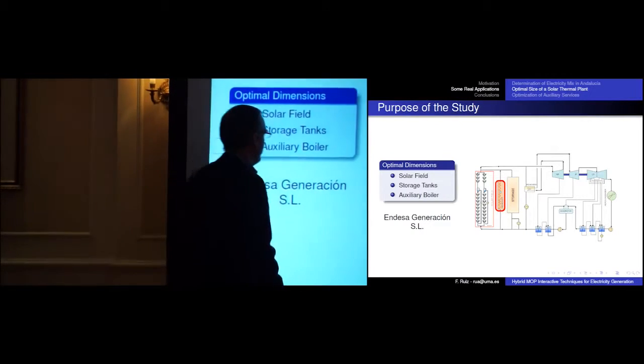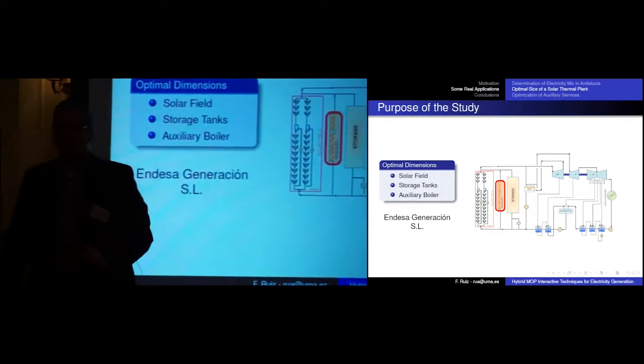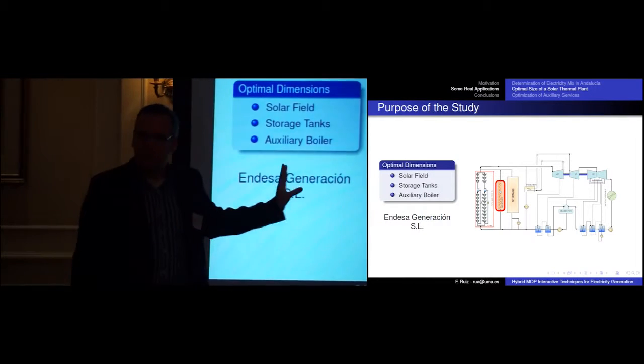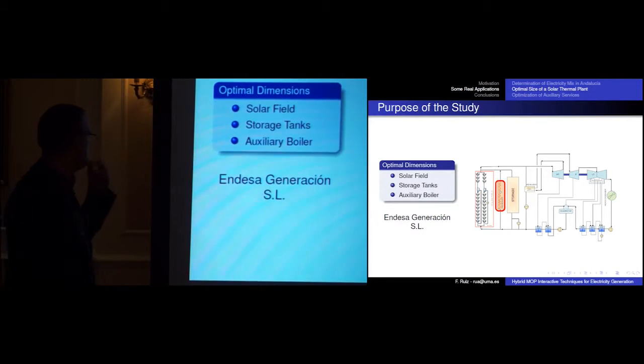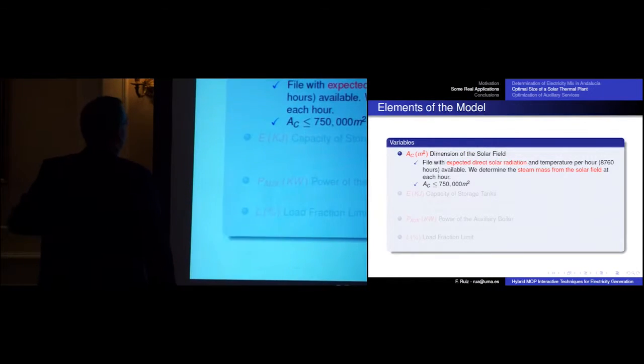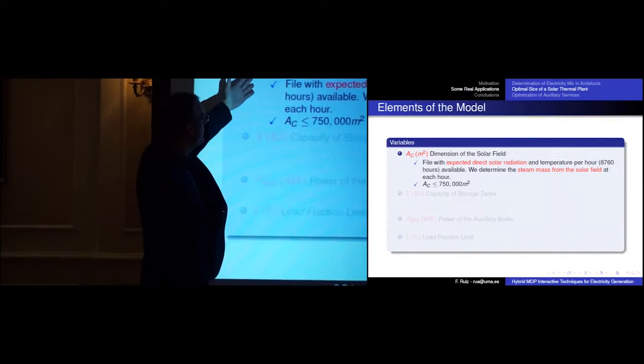We can work when we don't have enough steam coming from the other parts. And what we wanted was to find the optimal dimensions of these three elements of the plant. Okay? So our variables were these three dimensions. Dimension of the solar field.